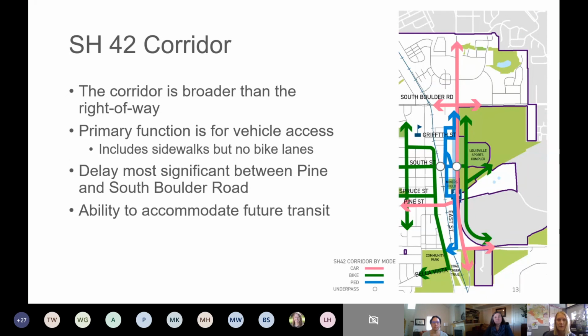And just as an example of what we're looking at in terms of having amenities that support multimodal use and access by other users than vehicles, we are really looking at how we can enhance and include separated sidewalks and bikeways on State Highway 42, and are working with the city of Lafayette to look at the entire corridor all the way down from US 36 in Broomfield all the way north to Lafayette and State Highway 7.